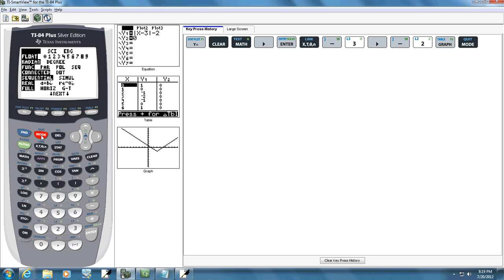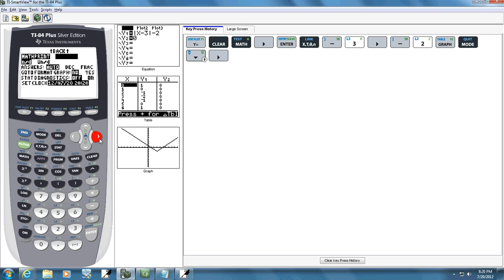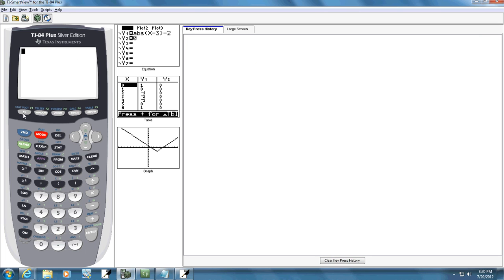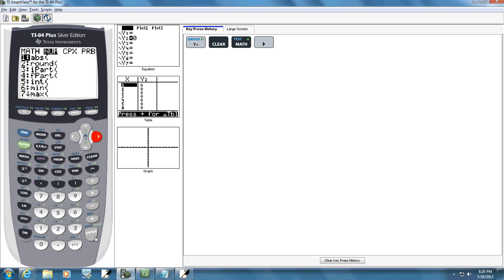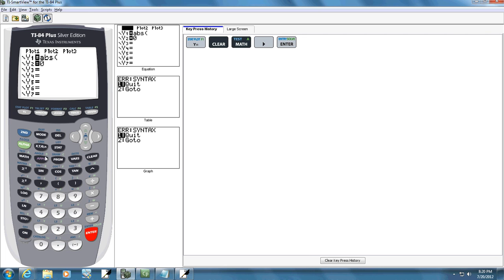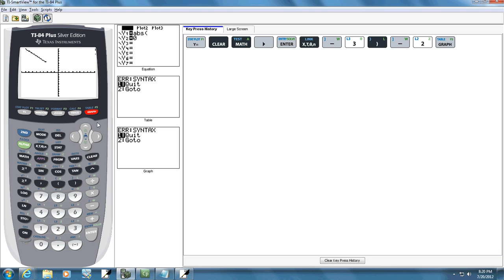Now, if you want to see what it would look like if you had one of those normal ones, if I press mode, it's down here somewhere. It's math print, go to format, answers auto. I think it's this one. Instead of math print, I want classic. So I right arrowed over to it and pressed enter. And do a second mode. And let me show you the steps then. Press y equals, press clear. We'll do math, right arrow to num, enter on ABS, and x minus 3. And you have to put a closing parenthesis, and then minus 2. And graph. And we get the same result.